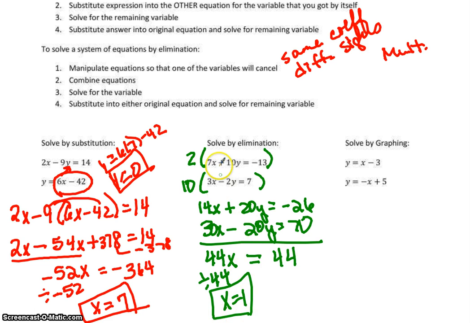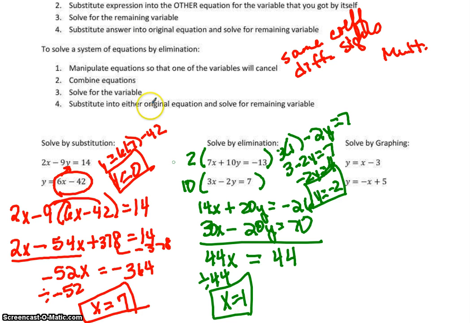Then you put that back into either of the originals. I'm going to go with the second one because it is smaller. So it's 3 times 1 minus 2y is equal to 7. So that's 3 minus 2y equals 7. Subtract your 3. Negative 2y is equal to 4. Divide by negative 2, and y is equal to negative 2. And that's your other answer.